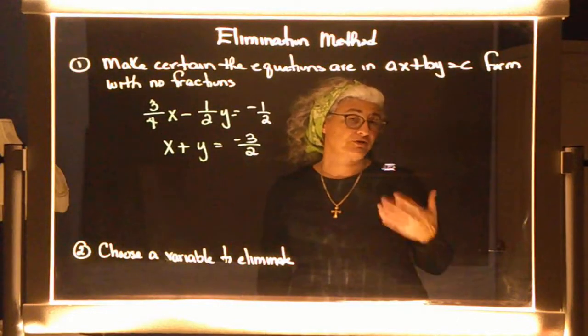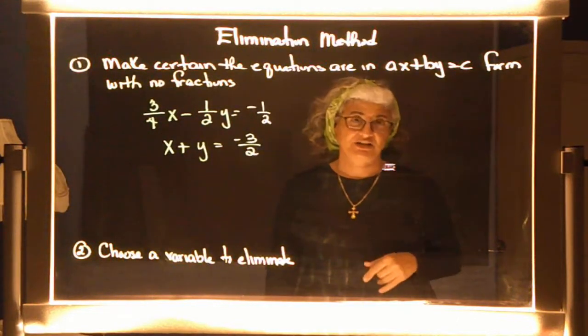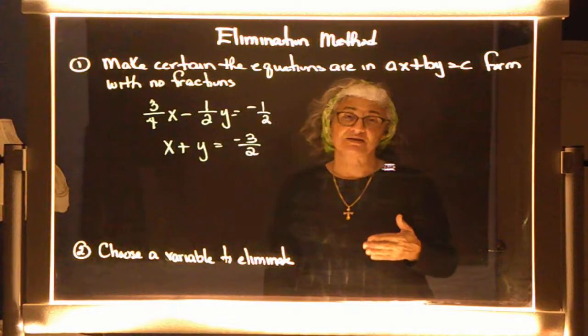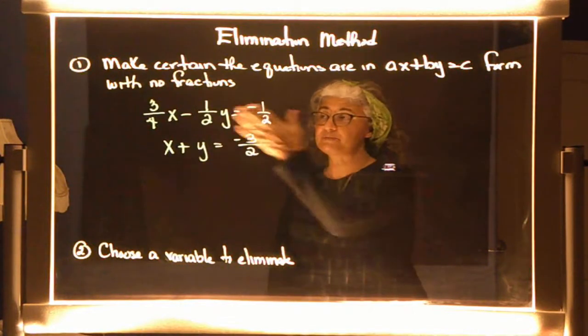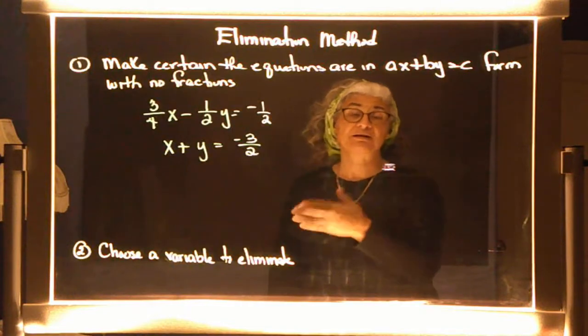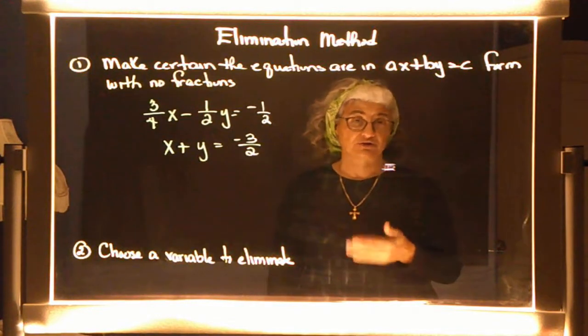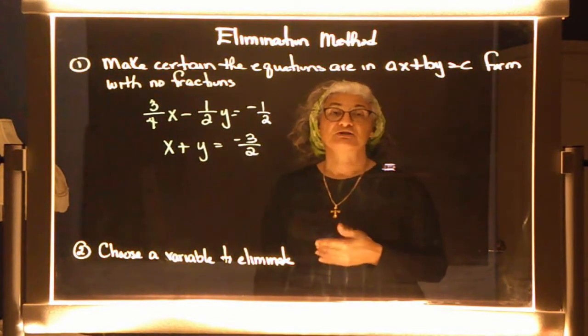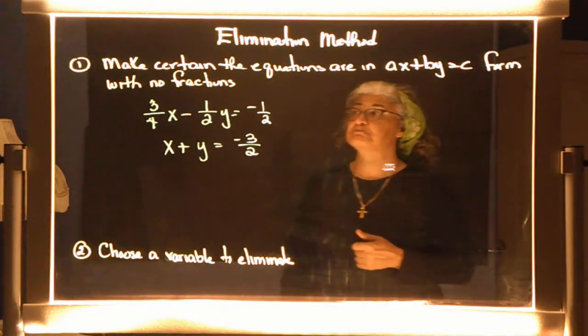Okay, so let's look at the third method, known as the elimination method. Same thing though, I'm trying to solve a system of equations. In this case, I'm trying to find a number for x and y that works in both equations. Are you with me? Okay, so let's look at this third method.